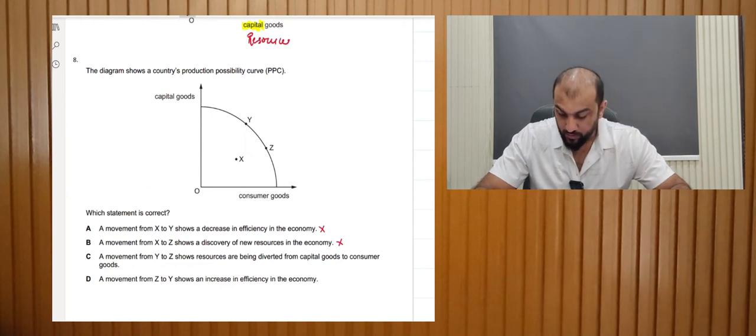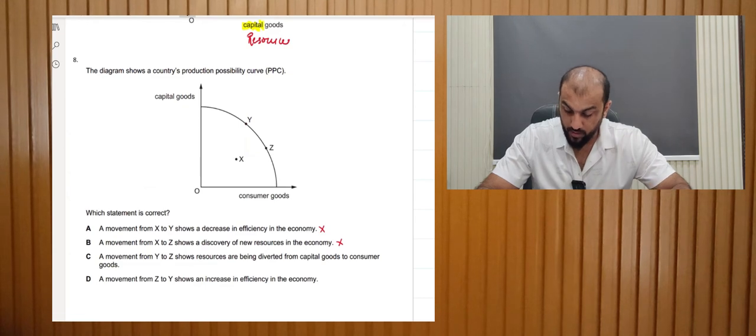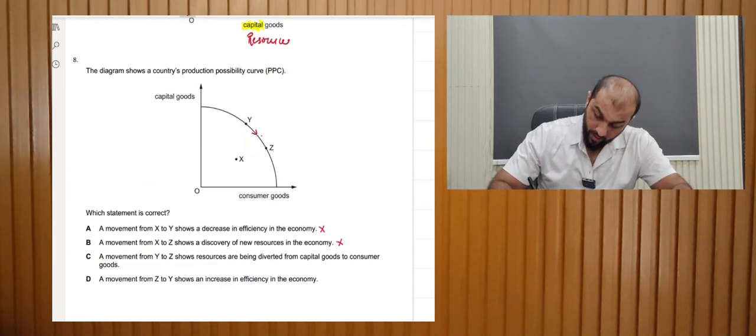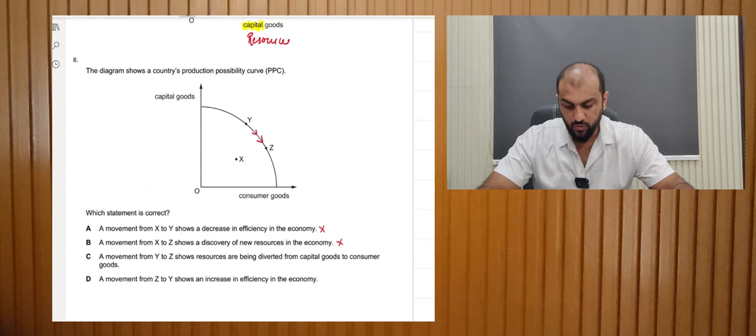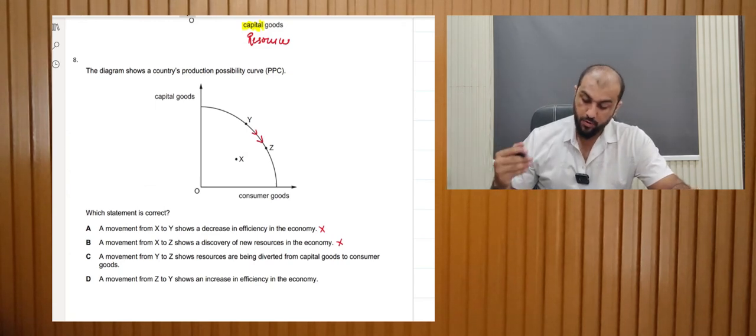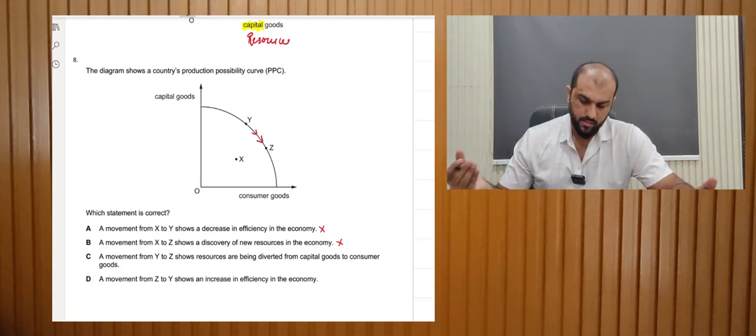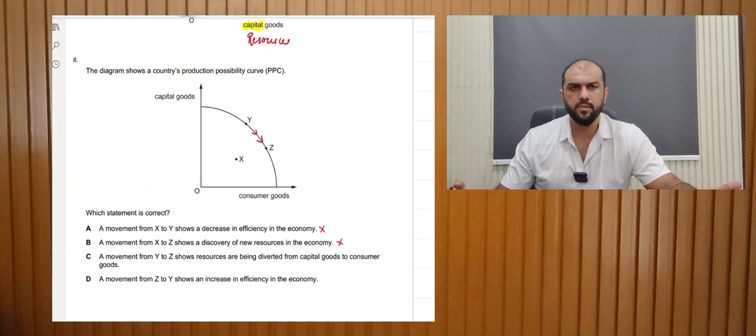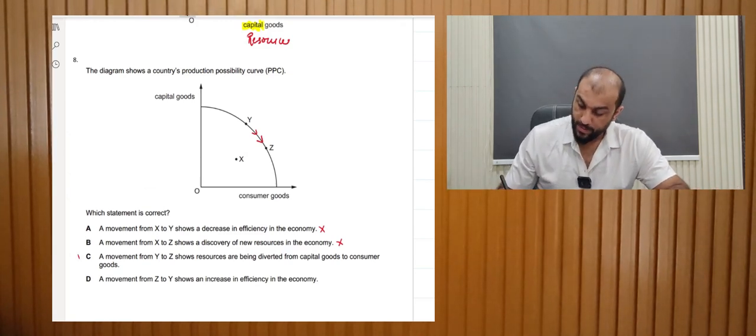A movement from Y to Z shows resources are being diverted from capital to consumer goods. Y to Z. We are reallocating resources from capital and we are putting them in consumer goods. That's the right answer. And this is the concept of reallocation of resources.